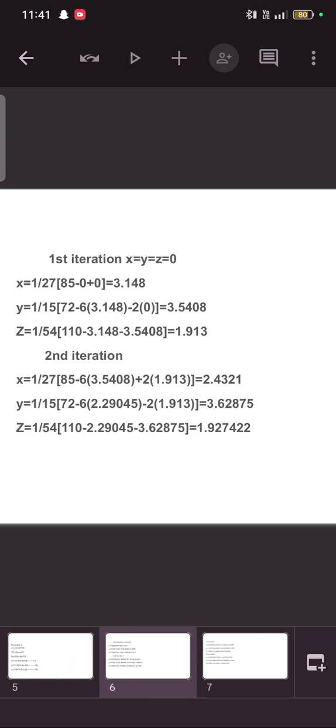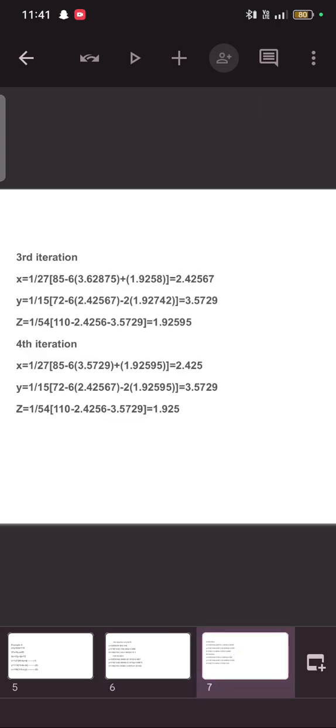When we got these values, we put them in the third iteration. In the third iteration, we get the value of x as 2.4256, y is equal to 3.5729, and z is equal to 1.9259. We put these values of x, y, z which we got in the third iteration in the equations to get the fourth iteration. We get x is equal to 2.4256, y is equal to 3.5729 and z is equal to 1.925.